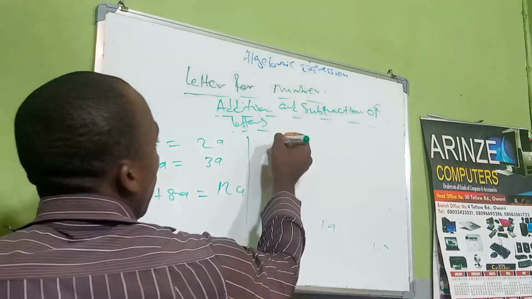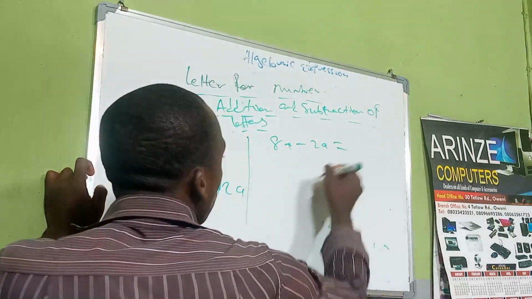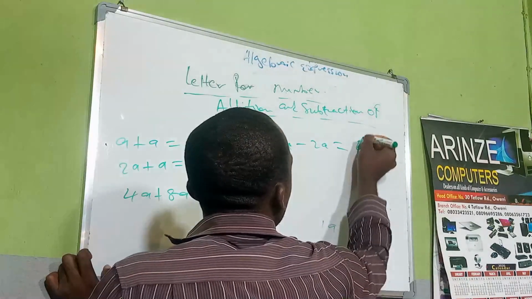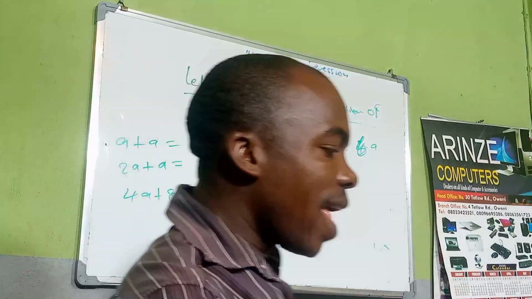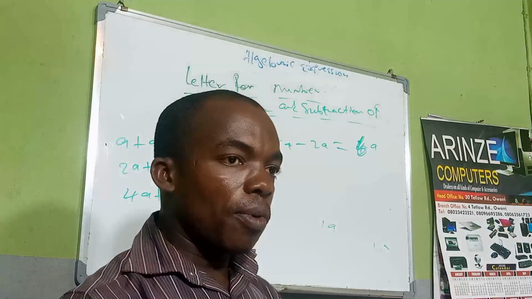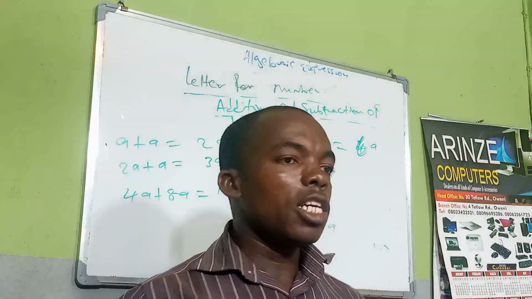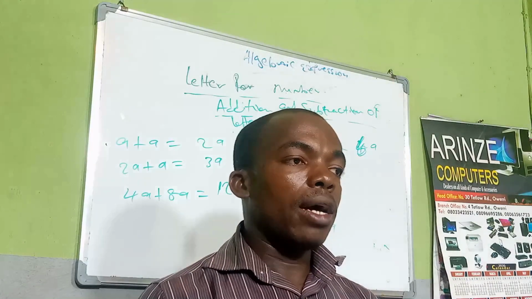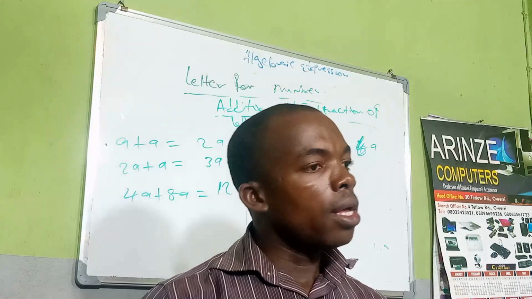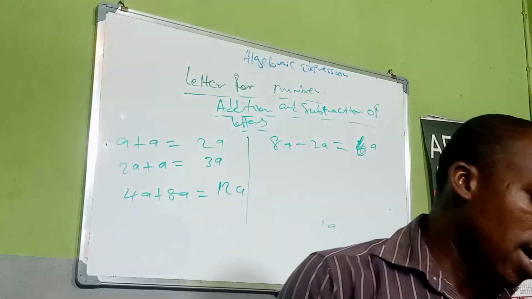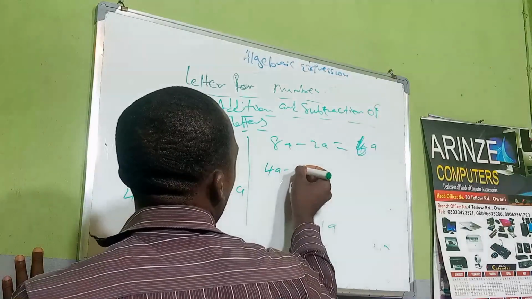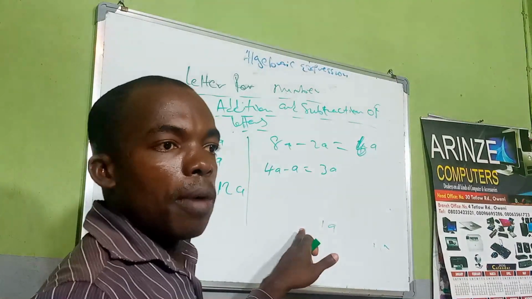The same thing is applicable with subtraction. If we have 8A minus 2A, it is 6A. This is just like, say, I have 4 markers and I remove 2 markers. It means 4 markers minus 2 markers. Remove marker, put A. It becomes 4A minus 2A, which leaves 2A. So if we have 4A minus A, it is 3A.